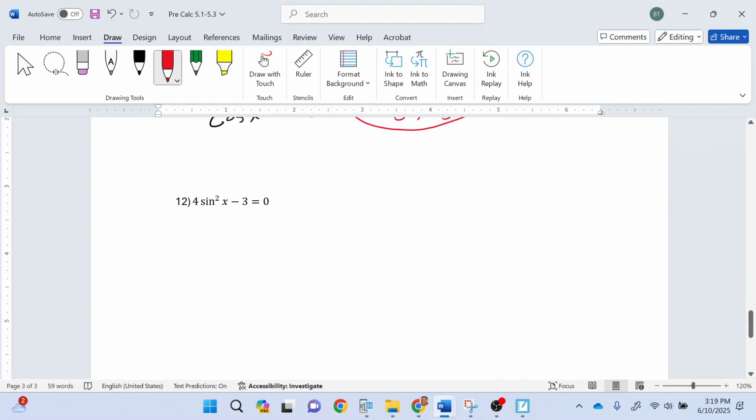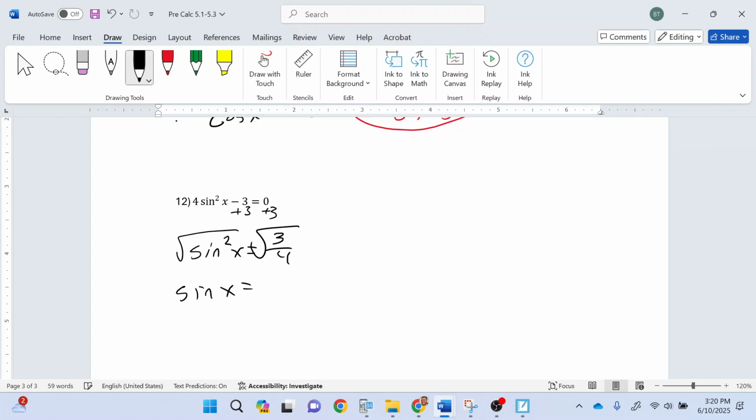Next one, number 4, same process. This one is going to be plus 3, and then divided by 4, divided by 4. So sine squared x equals 3 over 4. So then I can square root both sides. So sine x equals the square root of 3 over the square root of 4. The square root of 4 is 2. Remember, you need a plus minus because you're square rooting.